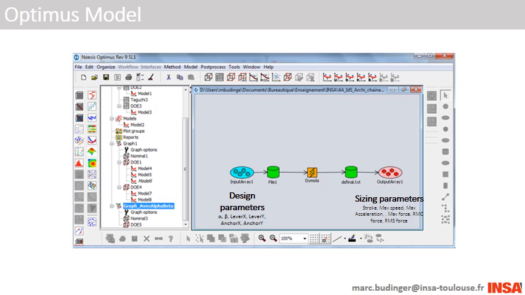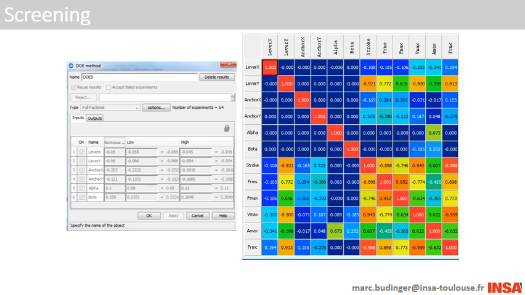The Optimus model represents the chaining method that must be executed in order to establish metamodels: design parameters definition, updating Modelica files with these parameters, launching a time simulation, and retrieving responses in a result file. The first design of experiments is a two-level full factorial design for the input variables. That means 2 to the power 6, or 64 experiments. It's going to help us study the influence of the different design parameters.